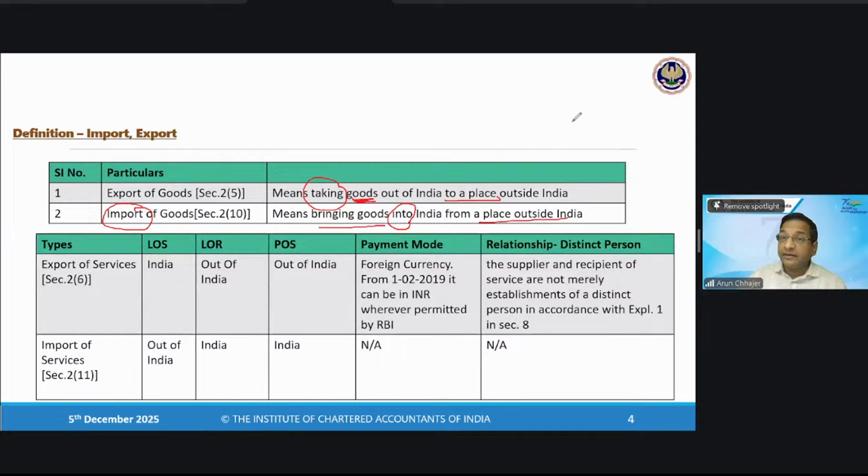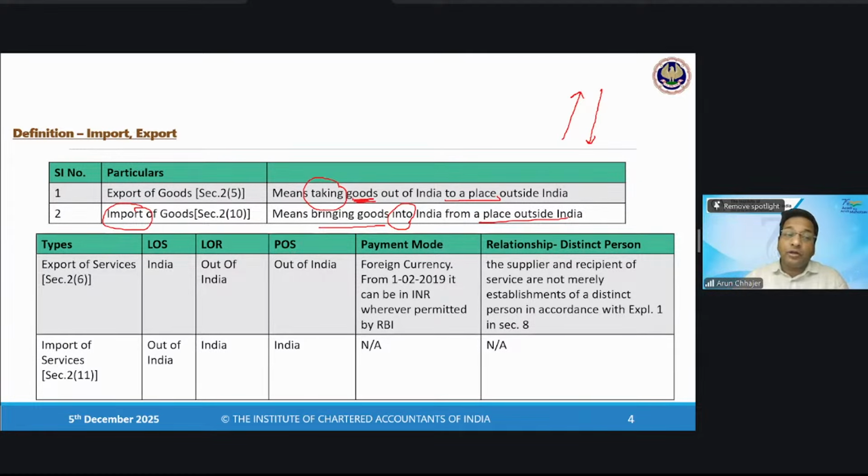What is the meaning? Do you need to see whether the amount is coming in foreign currency or not? Do you need to see where the supplier is located, where the recipient is located? Do you need to see what is the place of supply? Nothing. In case of goods, you are simply required to see whether physical movement is happening from India to out of India for export, and out of India to India for import. That's it.